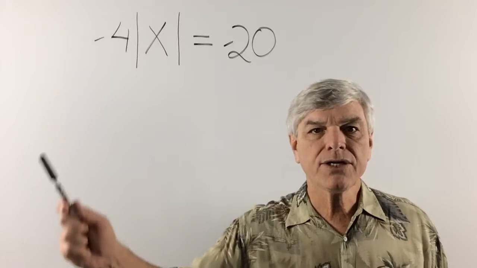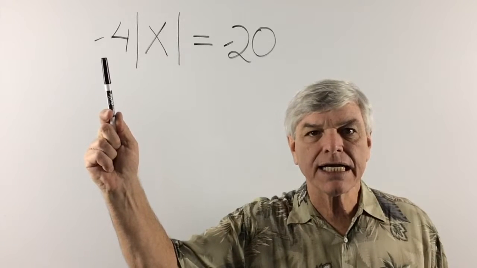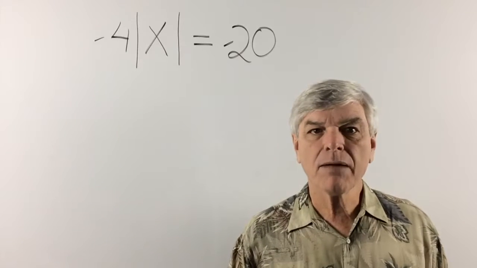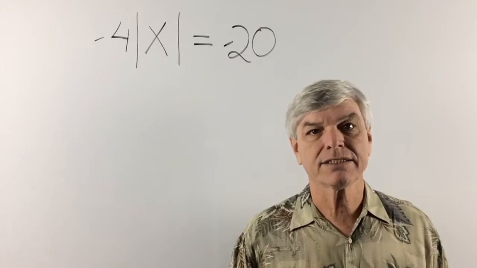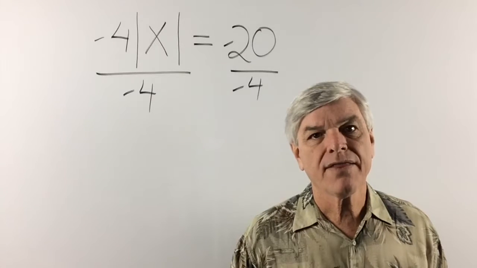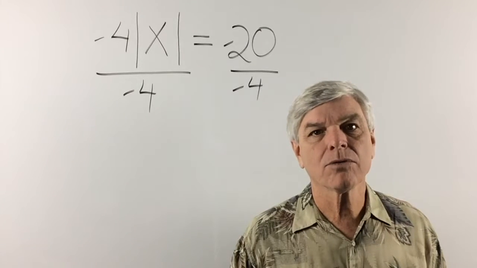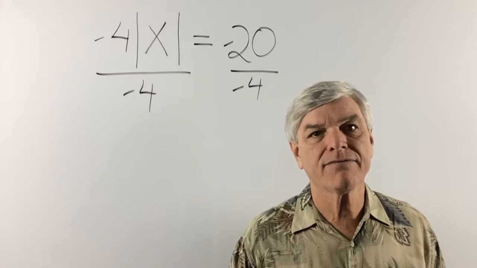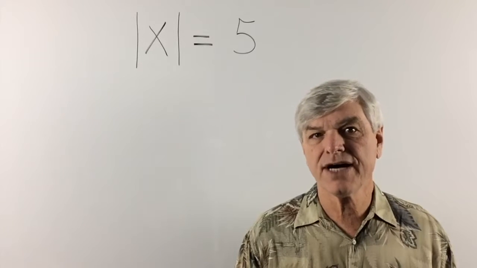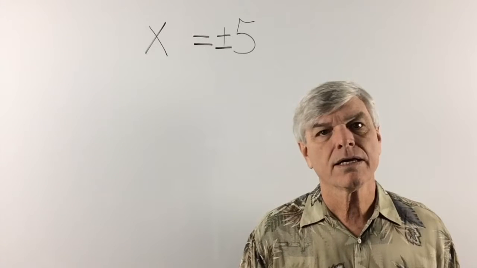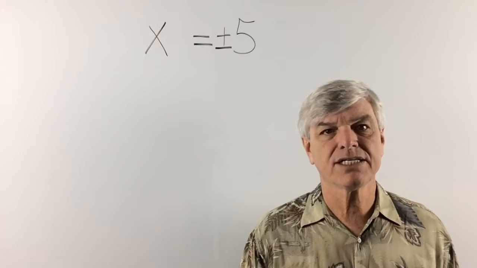And what are we going to do with this negative sign here? Well, it's not a problem because it's not in the absolute value brackets. And therefore, we're going to treat it as a normal coefficient and divide both sides by -4. And the absolute value of x is 5. And the value of x is plus or minus 5.